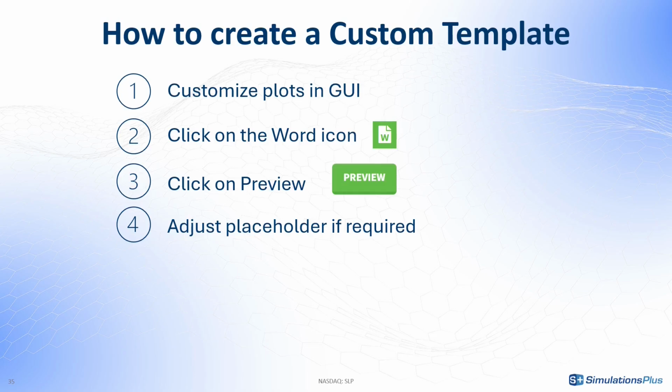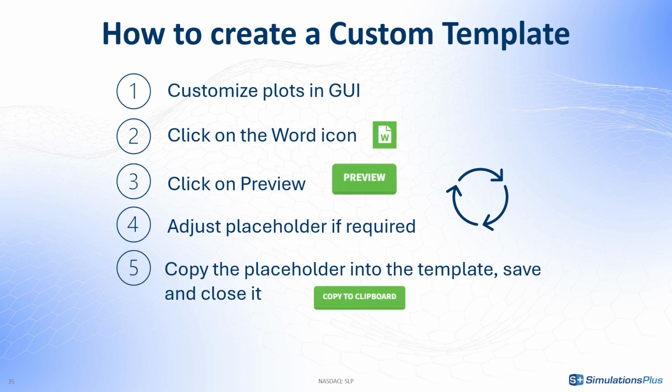If adjustments are needed, make them directly in the placeholder and repeat the process as often as necessary. Click on Copy to Clipboard and paste the placeholder in the template at the desired location. Remember to save and close the template before creating the report.